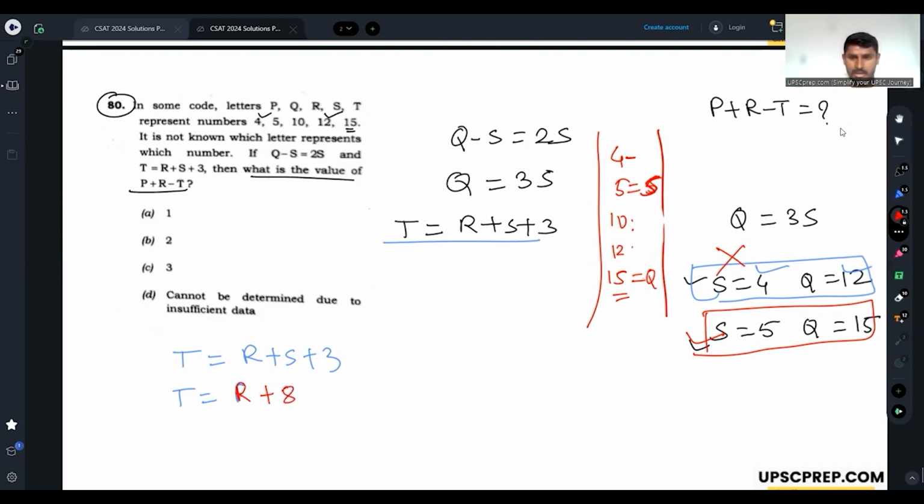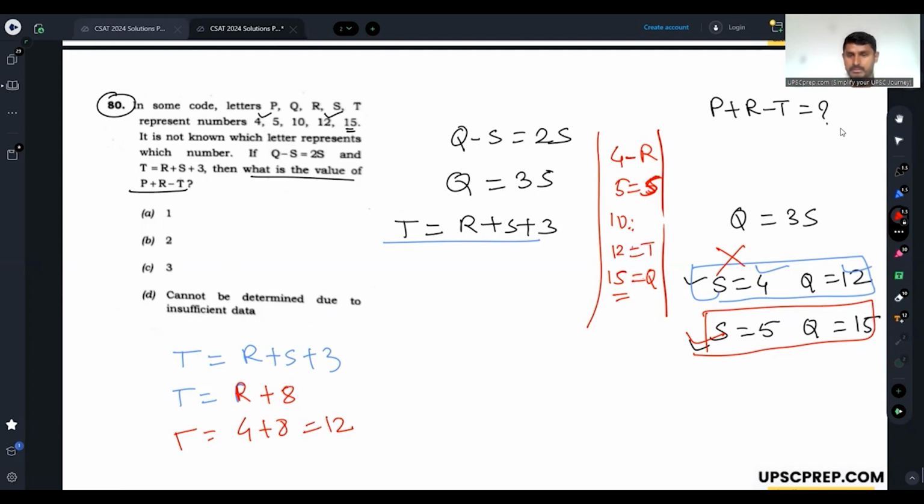If I put R equal to 4 here, then 4 plus 8 will be 12. So 4 is possible, right? But if I put 10, then 10 plus 8 will be 18, and 18 is not with us. So I have to put R equal to 4 for sure. So R is 4, plus 8. So what will be the value of T? The value of T will be 12. So T will be this.